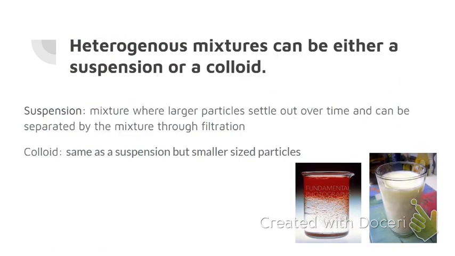Now, if we go into further detail with heterogeneous, remember heterogeneous means it's not uniform, or you can see the different parts, so hetero means different. Heterogeneous mixtures can either be a suspension or a colloid. A suspension is when you have larger particles that settle out over time. A colloid is the same as a suspension but has smaller sized particles.